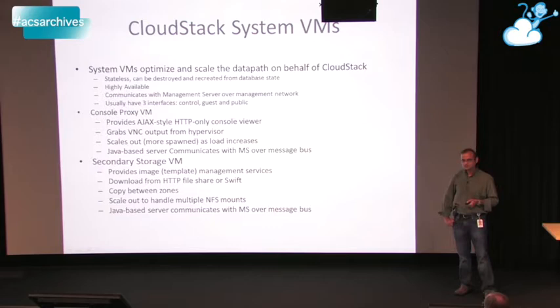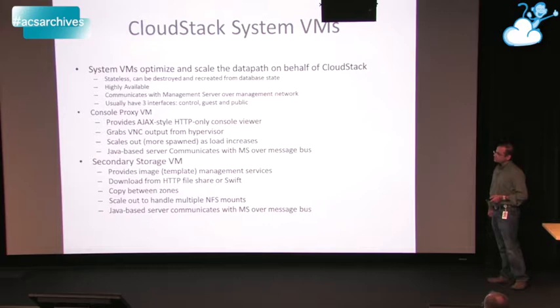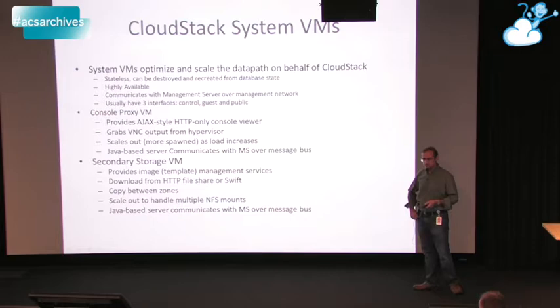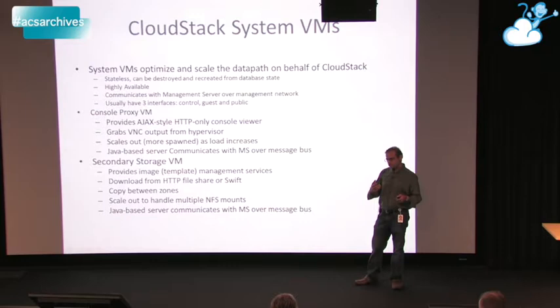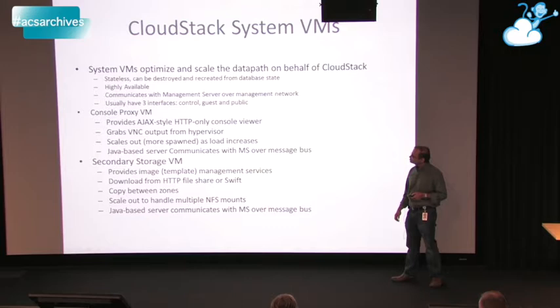So we have a bunch of system VMs to optimize the data path for CloudStack. Generally, they're stateless, so if they die, we recreate them. If there's any state associated, like firewall rules or load balancing rules, we just reprovision them from the database. These VMs are special because they have access to the control plane, and they can talk to the management server. Usually they have three interfaces: one to the public because they're providing a public service, one guest so that they can talk to other VMs, and a control plane so that they can talk to the hypervisor or to the management server.